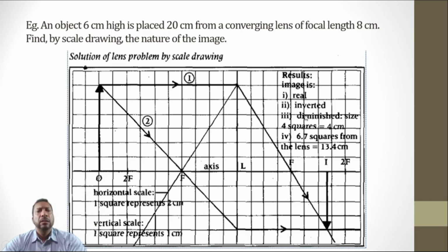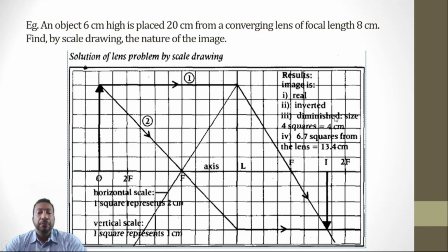Is it bigger, the same size, or smaller: magnified, the same size, or diminished? How do I know? Well, when I look at my object here, 1, 2, 3, 4, 5, 6 centimeters is its height, as stated in the problem. But the image, 1, 2, 3, 4. 4 is less than 6, therefore it is diminished.